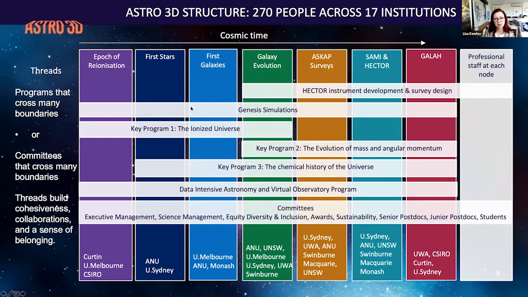The Genesis simulation spans the full range of surveys and projects. We have our key goals, the ionized universe, evolution of mass and angular momentum, and the chemical history. They span, by design, multiple surveys and projects. Our data-intensive astronomy and virtual observatory program spans the different surveys and projects, and so do the committees. All of these things help bring us together as a centre.